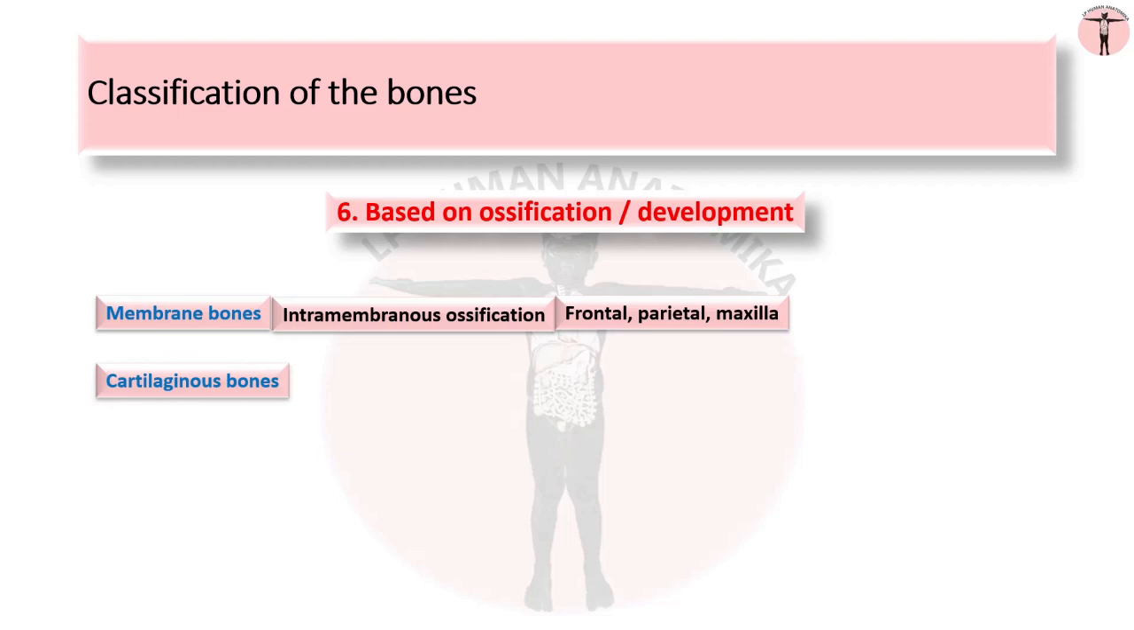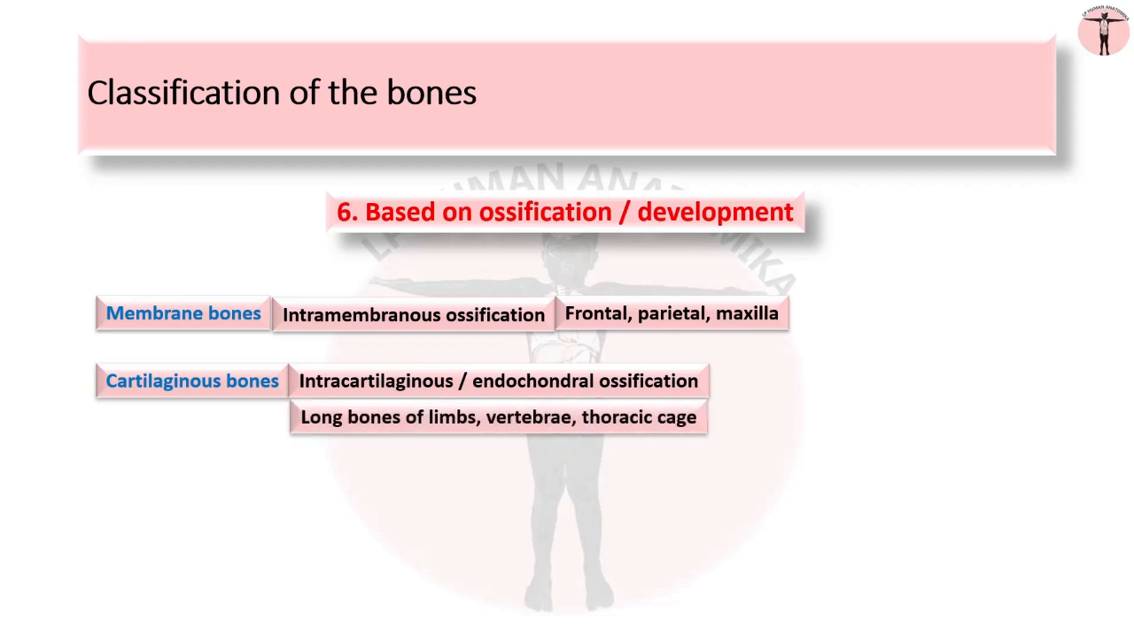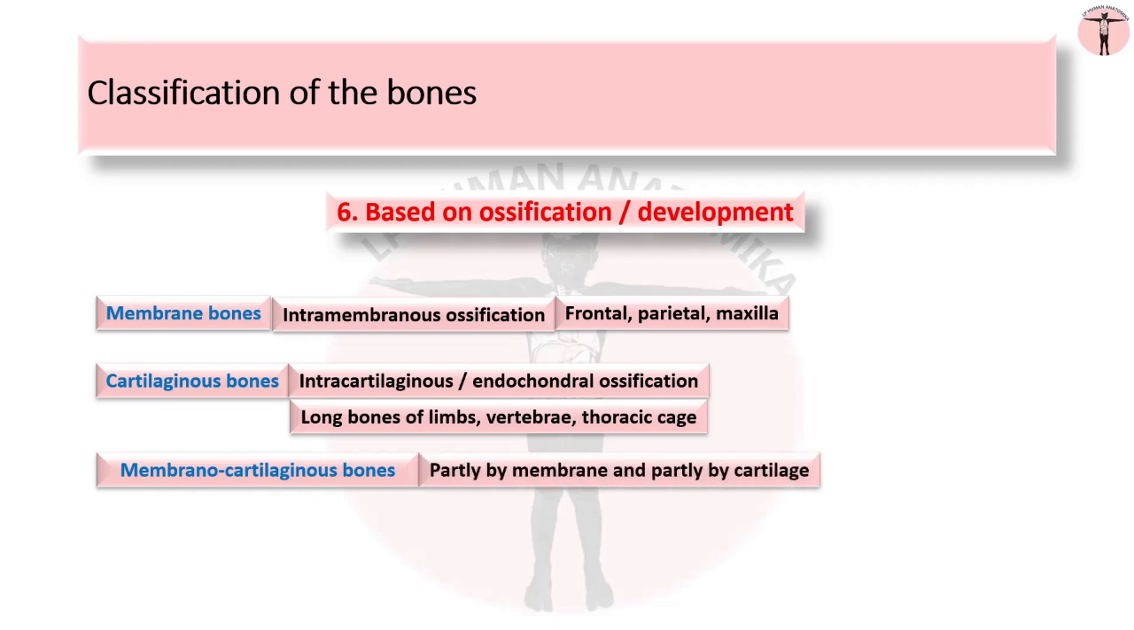Cartilaginous bones are bones developed from intracartilaginous or endochondral ossification, where the bone replaces the preformed cartilaginous models. Examples are bones of limbs, vertebrae, and thoracic cage. Membranocartilaginous bones are bones which develop partly in membrane and partly in cartilage. Examples are clavicle, mandible, occipital, temporal, and sphenoid bones.